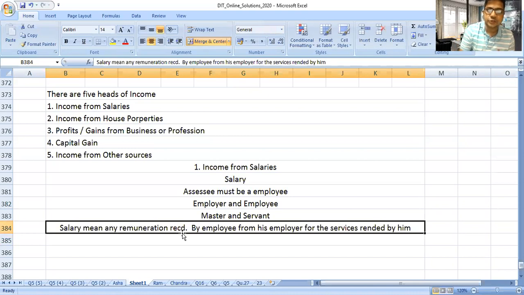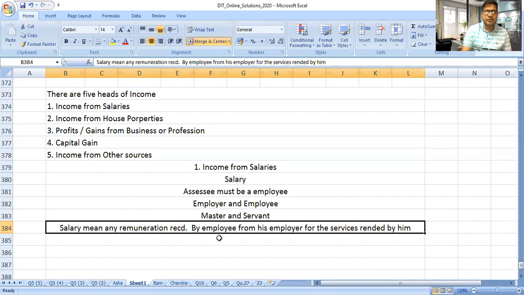Salary means any kind of remuneration received by an employee. Employee means the servant. Received from whom? He receives it from his employer. Why is he receiving this? Because he is providing services to the employer. He has provided services rendered by him. A servant or employee provides services, provides work, does the job. Therefore, the employer gives a certain amount of remuneration and it is called salary.